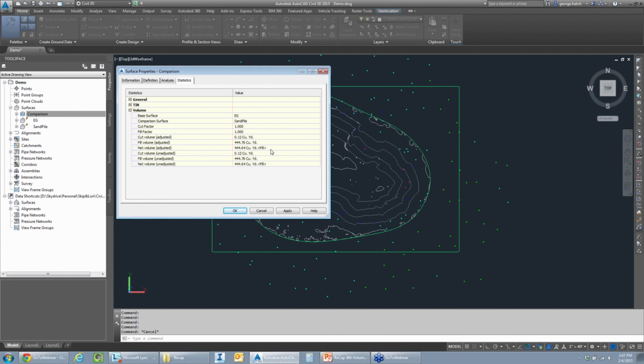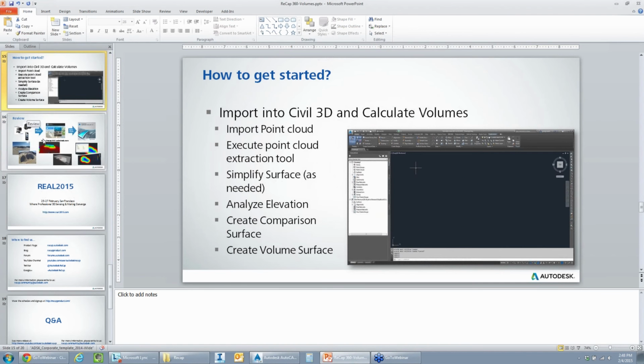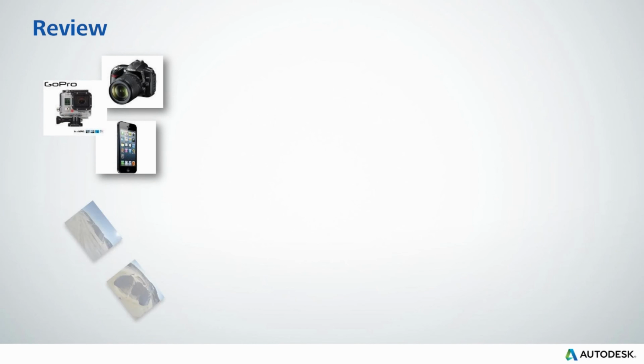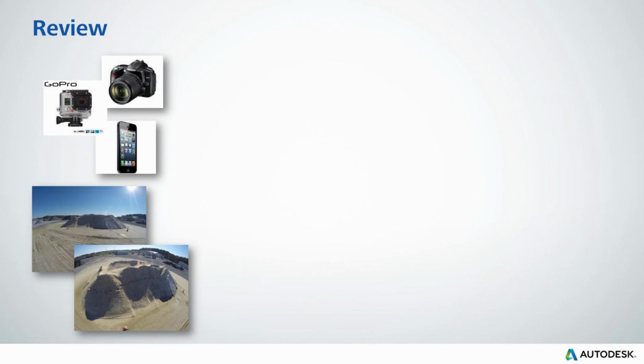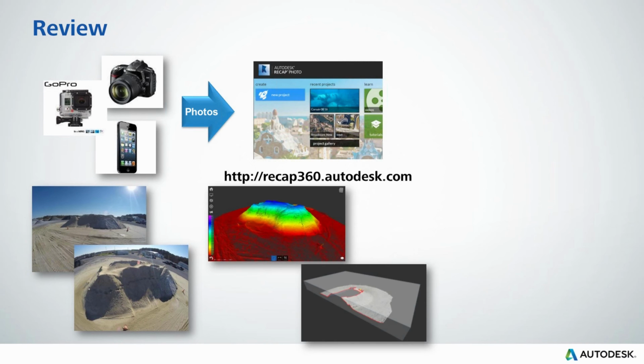So hopefully this really explains, in a little bit more detail than you've seen in the past, how to create surface volumes from point cloud. I'm going to jump back into my PowerPoint and wrap this up. The bottom line here is that it's really as simple as 1, 2, 3. We've got photos that you're going to take using the method that I described earlier. Those photos then get uploaded to ReCap 360, which produces your point cloud.